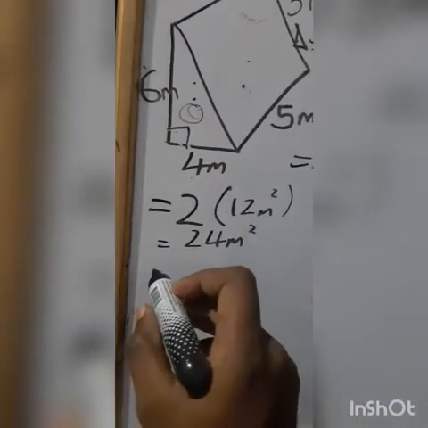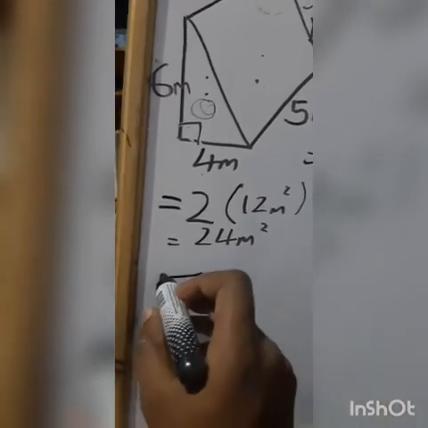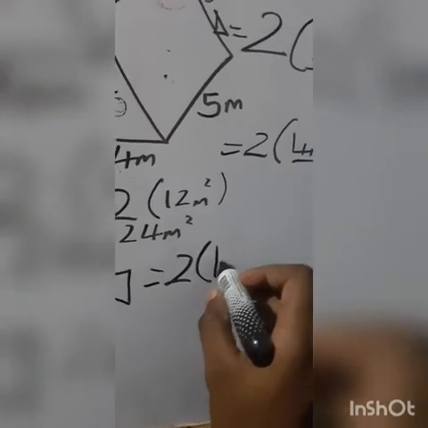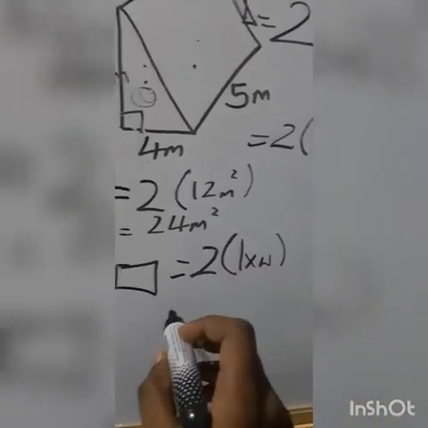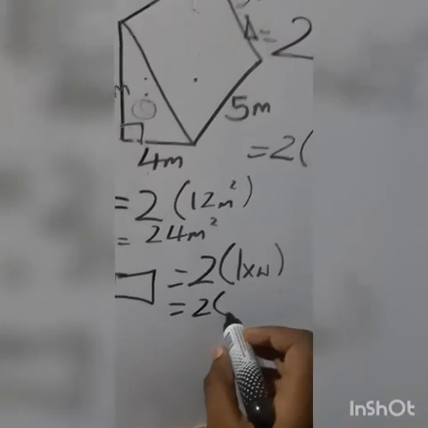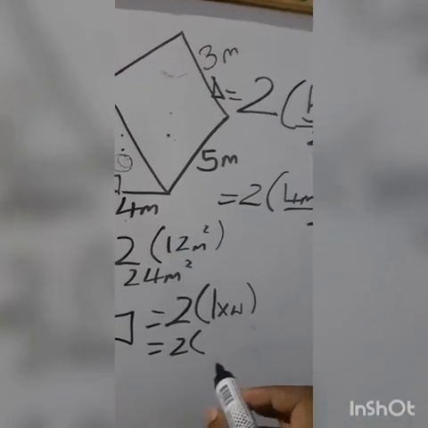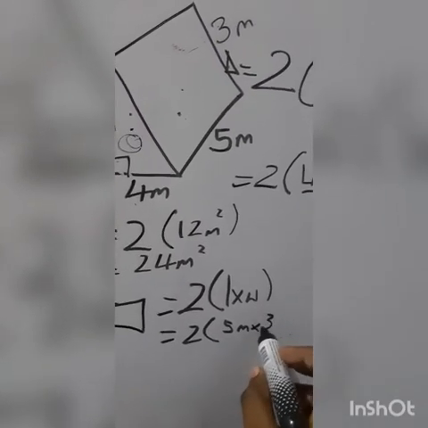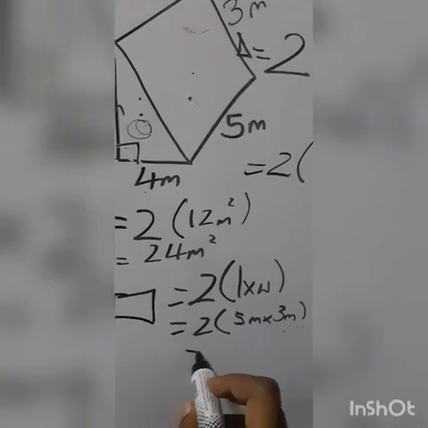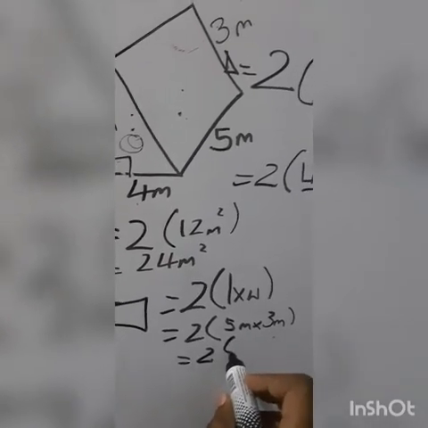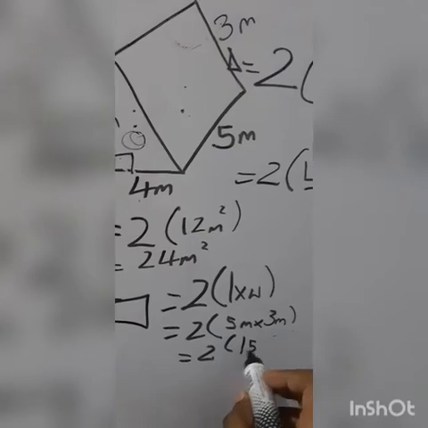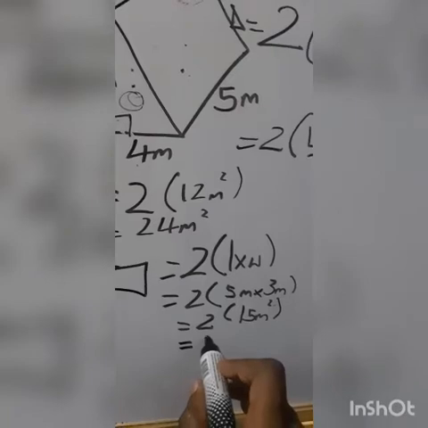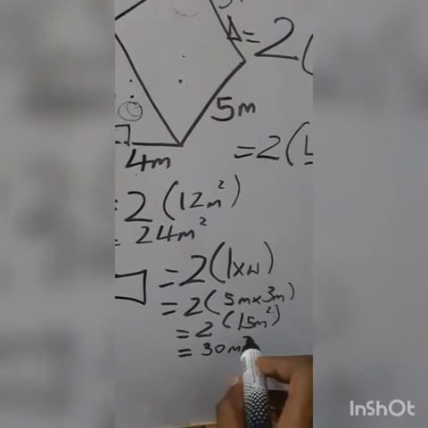So we can say that the area of the rectangles is equal to, and because there are two of them, we can just say 2 open bracket multiplied by length times width, which would be equal to 2 open bracket, right? The length is, let's say, 5 meters multiplied by the width, which is 3 meters. All of that is equal to 2 multiplied by 5 times 3 is 15. Meter times meter gives us meter squared. And 2 multiplied by 15 would give us 30 meters squared.